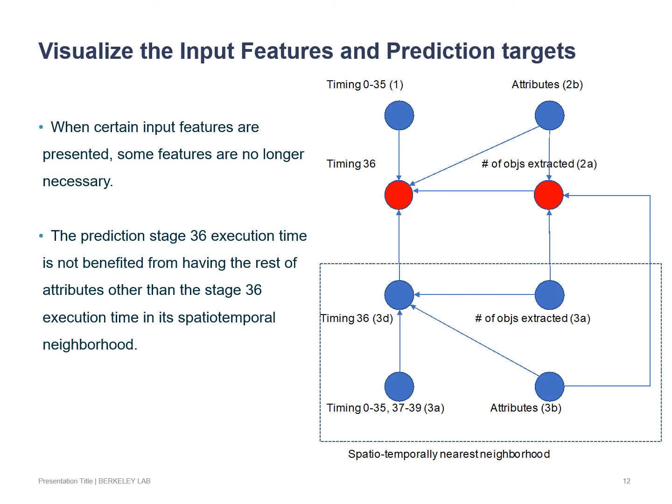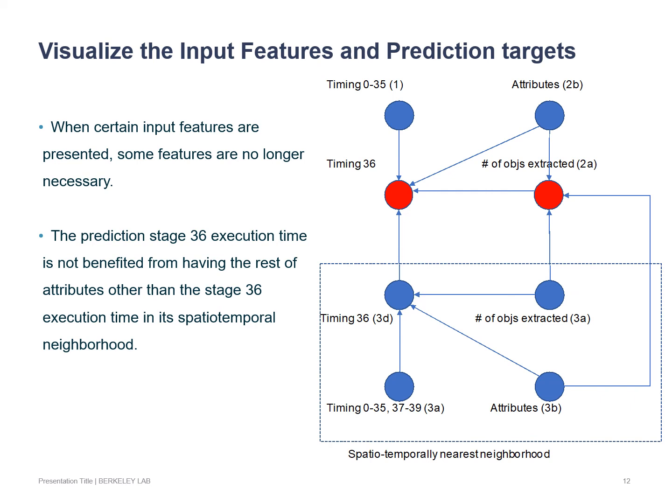Based on the results in the previous page, we can summarize the relationships of the input features and prediction targets as the following Bayesian network. The red circles are the prediction targets and the rest of circles are the input features. This Bayesian network is constructed using both domain knowledge and numerical results in the previous table.